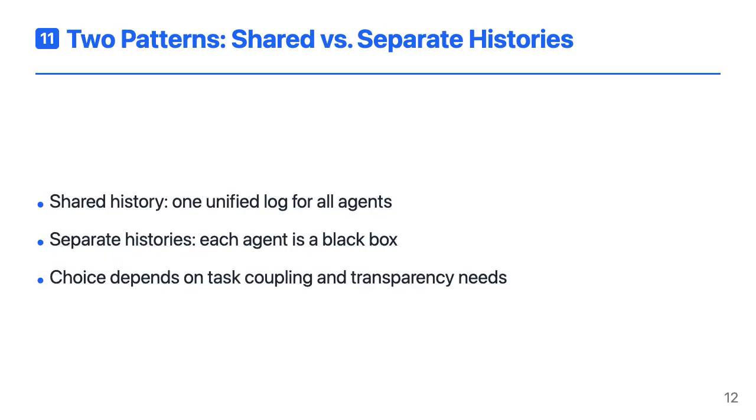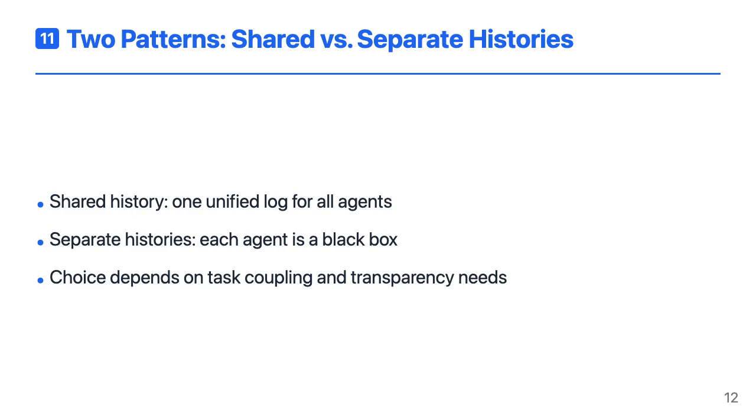There are two main ways to manage session history in multi-agent systems. In a shared history model, every agent reads and writes to the same conversation log. This is ideal when agents are tightly coupled and need a single source of truth, for example, in multi-step problem solving where one agent's output is directly another's input. In a separate histories model, each agent maintains its own private log. Other agents only see explicit messages, not internal reasoning or tool calls.